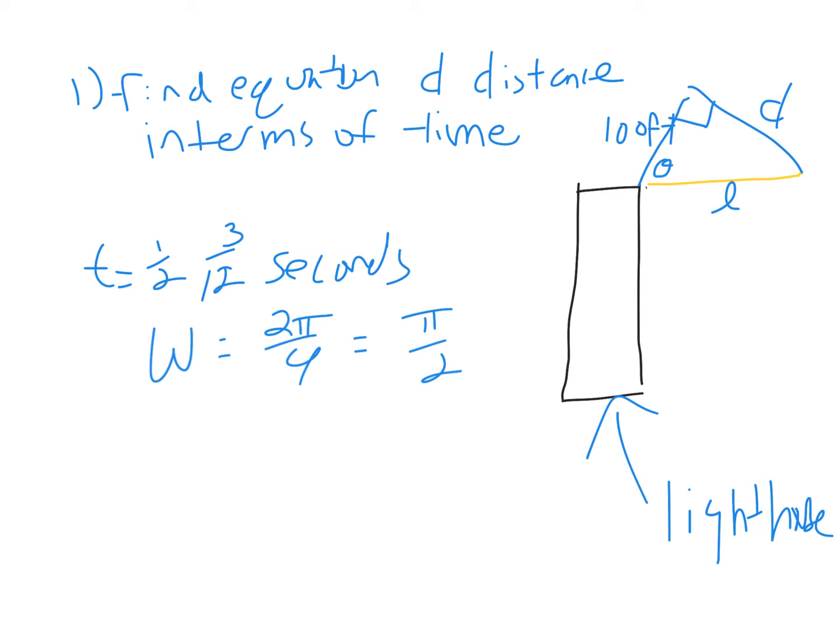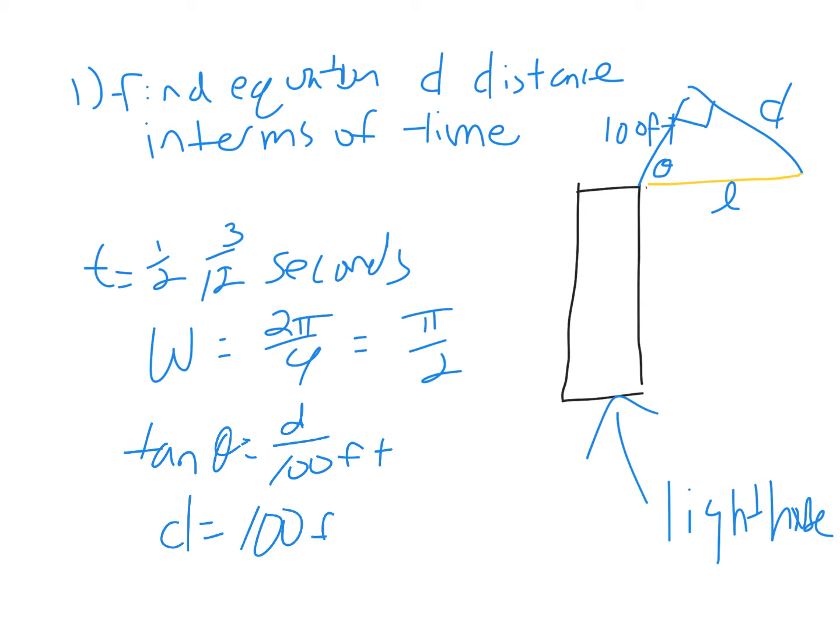And we're trying to find distance d, so what trig function do we need to use in order to find distance d? Well, we're given the opposite and we're given the adjacent, so therefore you have to use tangent. Tangent theta is equal to d over 100 feet. So to get an equation for d, it will be just 100 feet times tan theta.